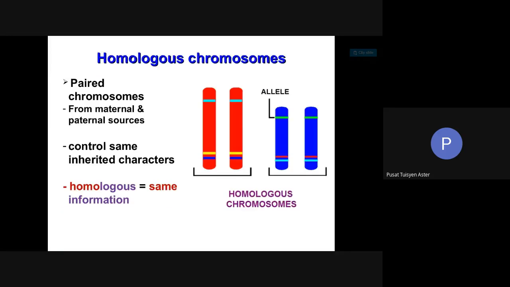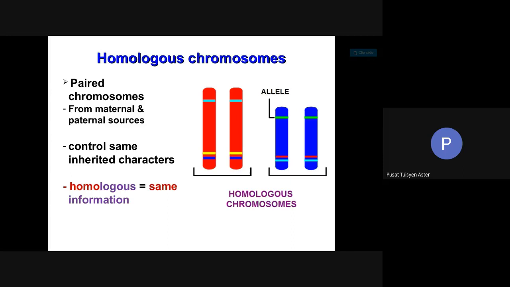Now, what are homologous chromosomes? This topic, again, has so many new terms you will learn. Prepare for it. Take notes on each term. You need to understand what is chromosome, chromatid, right? Homologous chromosome, sister chromatids, what an allele is, everything, okay?